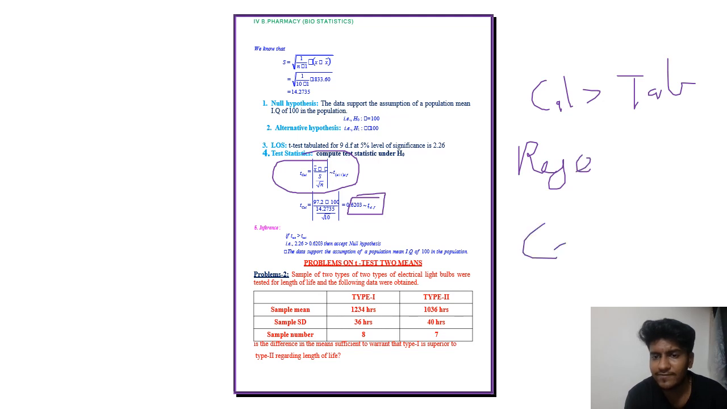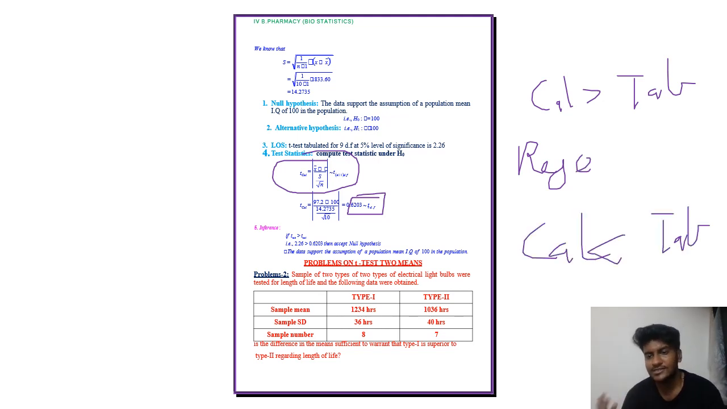If your calculated value is less than tabulated, obviously there is a range, and if it falls below that range, then we accept. Even in IP we have so many ranges of weight variation and disintegration and all. So if it is less, then only we accept. If it's beyond that, we reject it. Similarly, our calculated value should be less than the tabulated value, only then will we accept it. Okay.